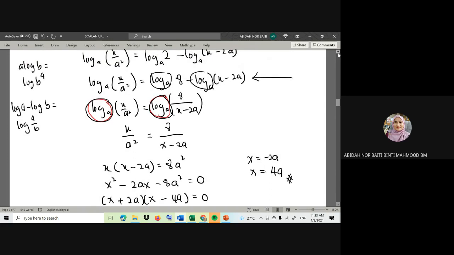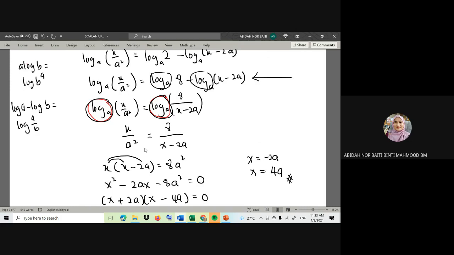So ni lain dia nak. Let x as a subject matter. X in terms of a. Okay, ni expand. Okay, expand and rearrange ya. And rearrange. So bila we rearrange equal to 0 lah. Equal to 0 sebab kita nak compare dengan 0 nanti. To find the value of x.